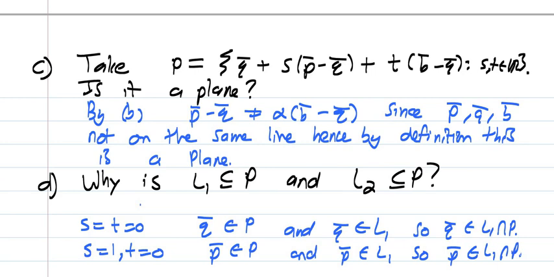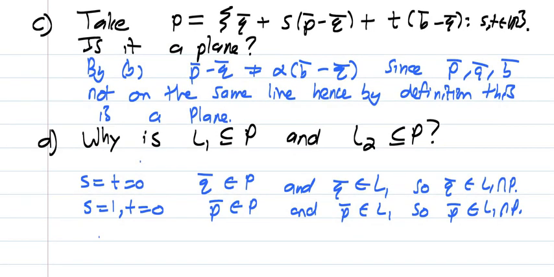All right. Now I'm going to leave it for you. Similarly, show that line 2 is a subset of P. All right. Now, what have I done here? I've shown that point Q and point P is sitting on both line 1 and plane P.